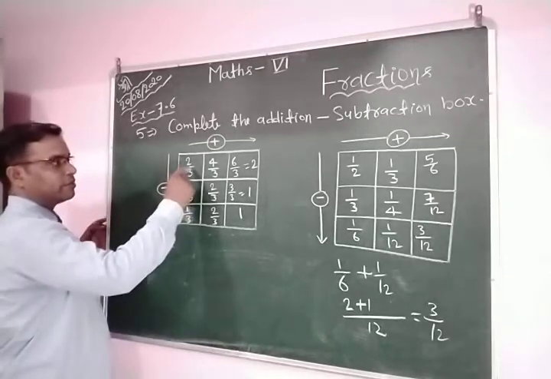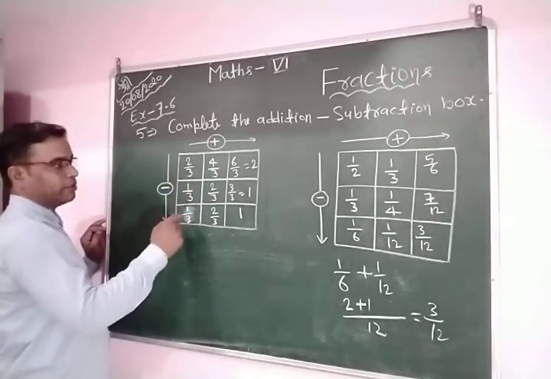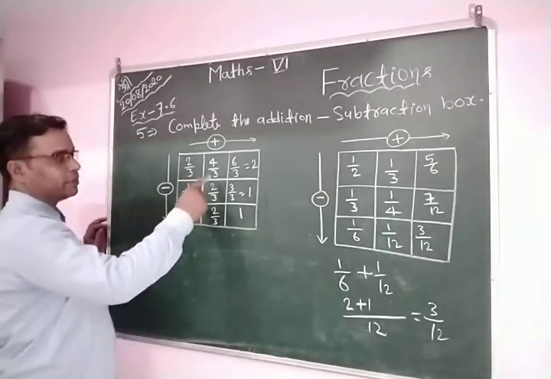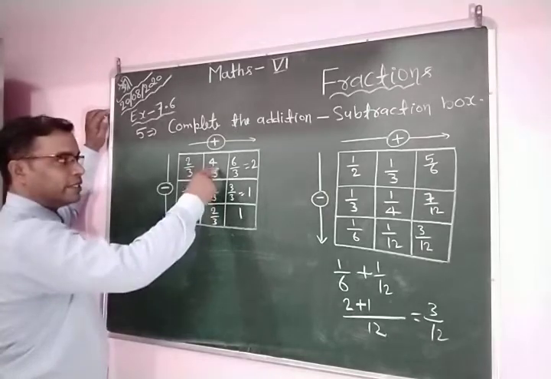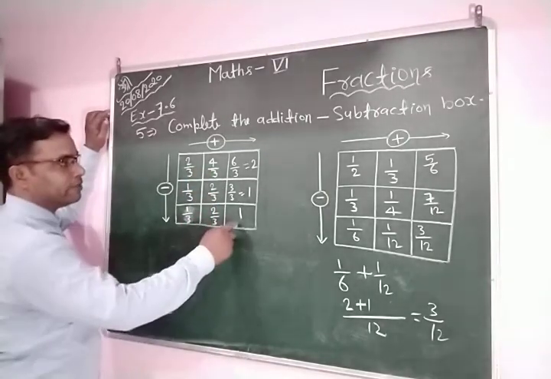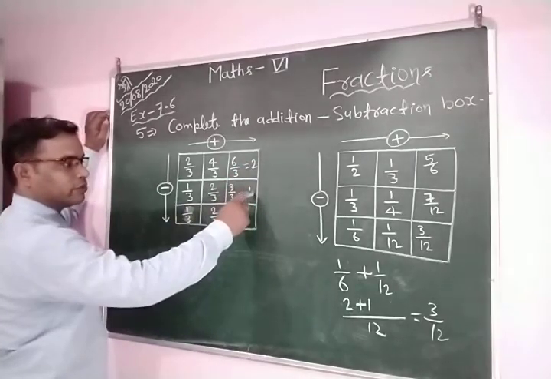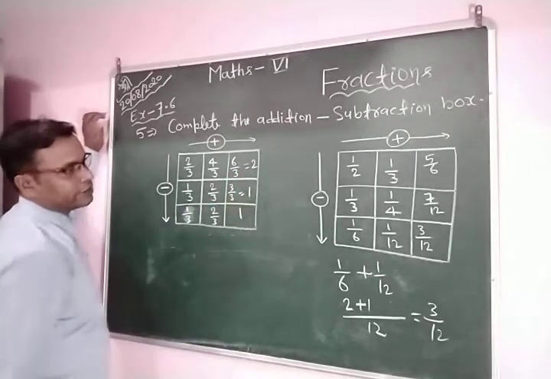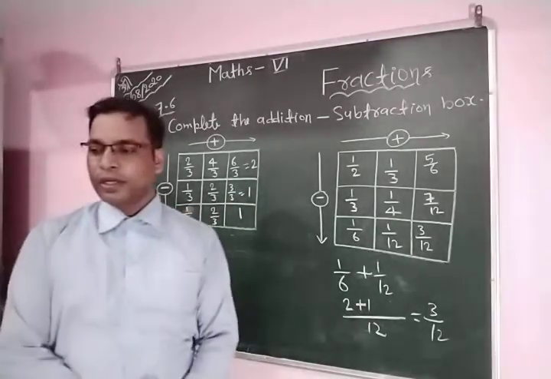For this box we subtract 1 by 3 from 2 by 3, we have 1 by 3. For this box we subtract 2 by 3 from 4 by 3, then we have 2 by 3. Clear? And for this box we subtract 1 from 2, we have 1. Similarly in this box. So I hope all of you understood this question.